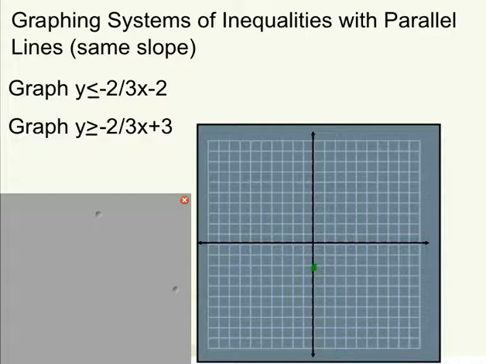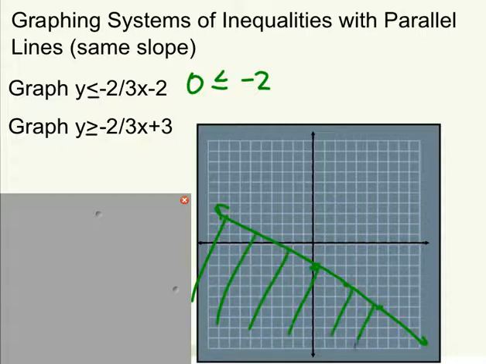Y-intercept of -2, and then we're going down to the right 3, down to the right 3. We have a full line here. Plug in (0, 0). We get 0 is less than or equal to -2. Is 0 less than or equal to -2? No, it's not. So we shade away from (0, 0).